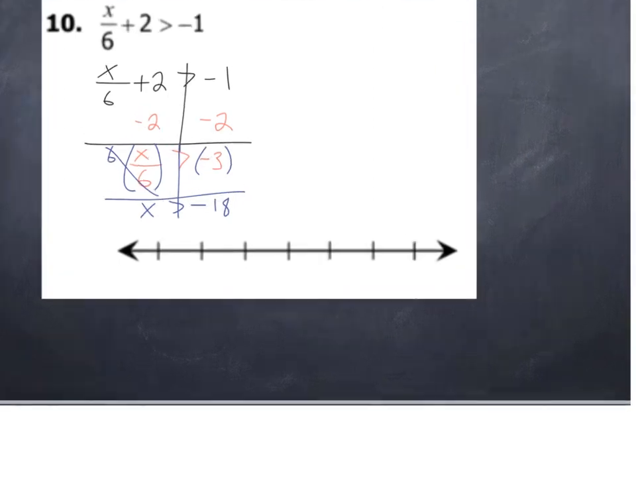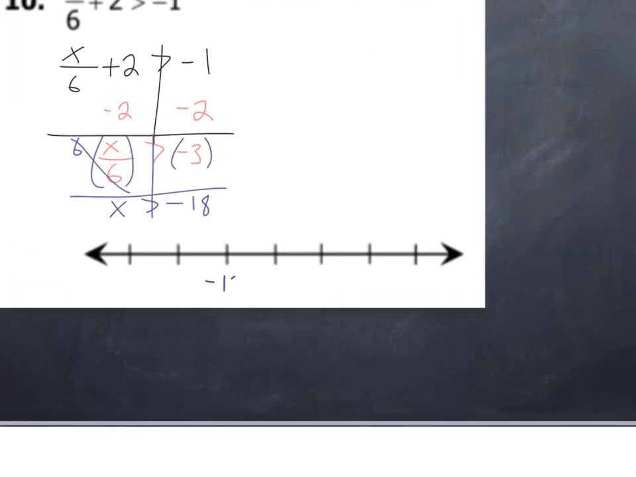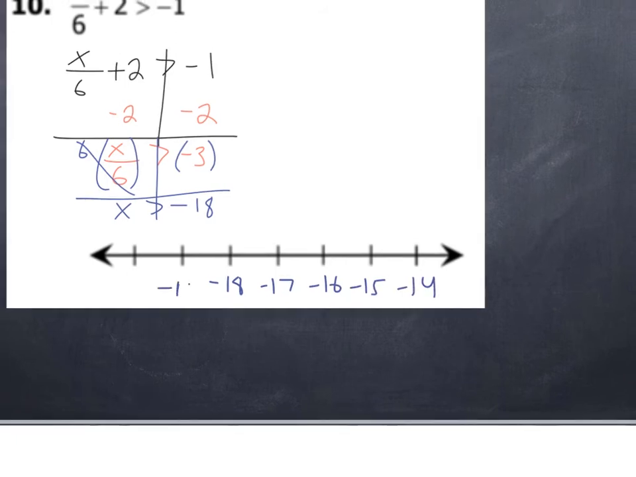So when you're graphing this, go ahead and write -18 here. And this would be -17, -16, -15, and -14. This would be -19 and -20. So we're starting at -18, but we're not including it because we have a greater than symbol. So we're going to have an open circle at -18. Now we're looking for all the numbers that are bigger than -18, so that means we're going to go to the right. Or another way of thinking of this, because x is on the left-hand side, we could think of this as an arrow that's pointing the direction that we need to shade. So we need to shade everything to the right of -18.